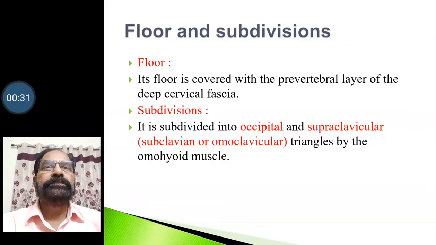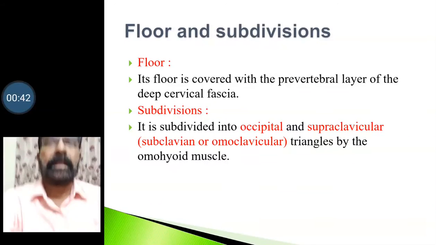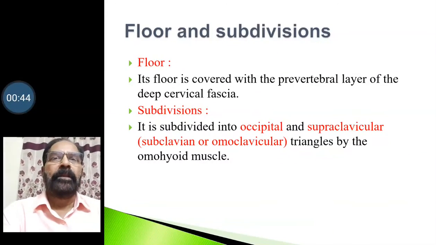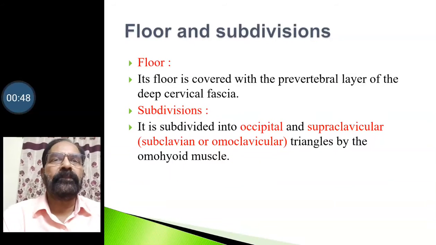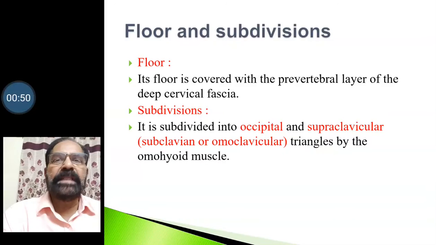Then we go to floor and subdivisions. Its floor is covered by the prevertebral layer of deep cervical fascia. And it is subdivided into occipital and supraclavicular triangles by the omohyoid muscle.